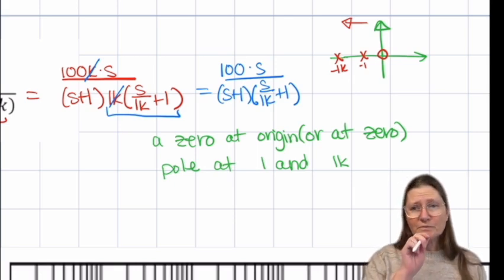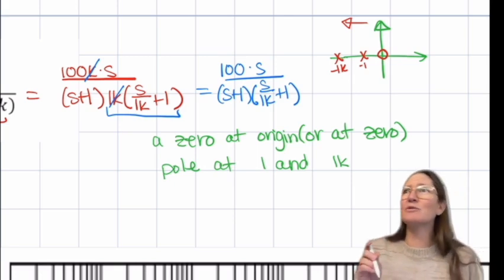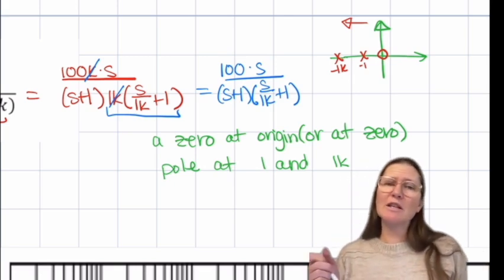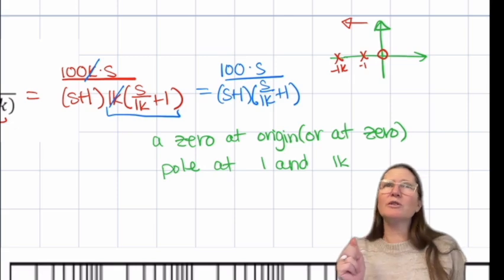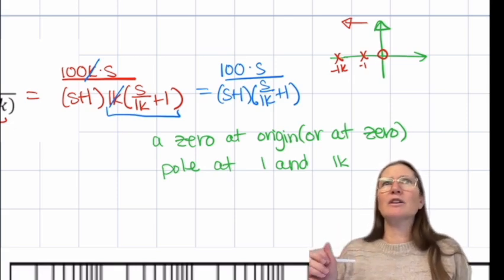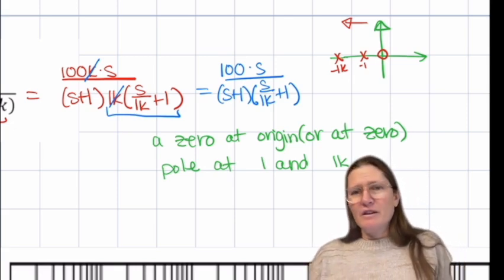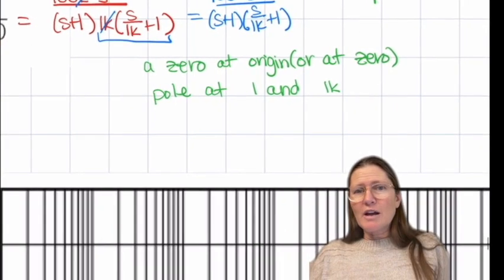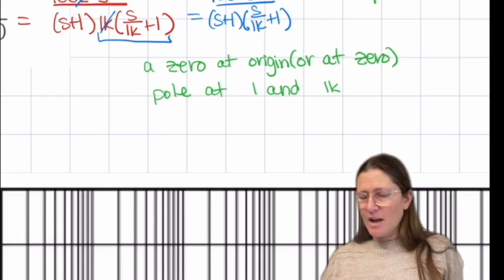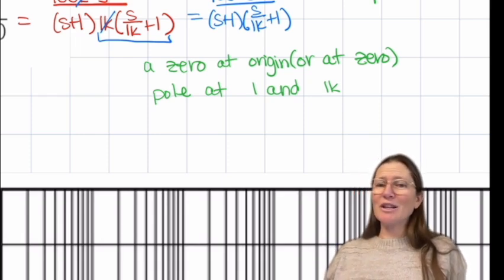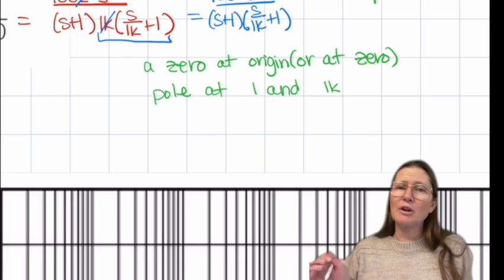So I haven't talked about phase. Phase will go into that stability portion of it. It is important, but I just want you to look at the magnitude for this class. All right, so poles at 1 and at 1k. Again, yes, they are negative, but we only care about the magnitude location of them.